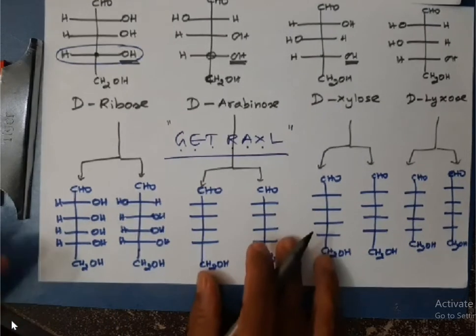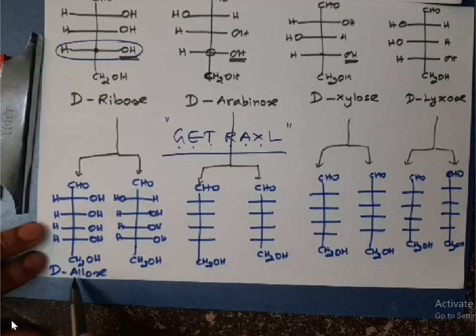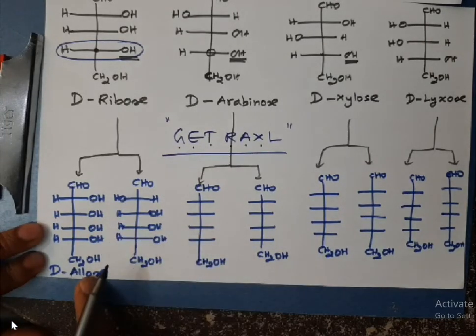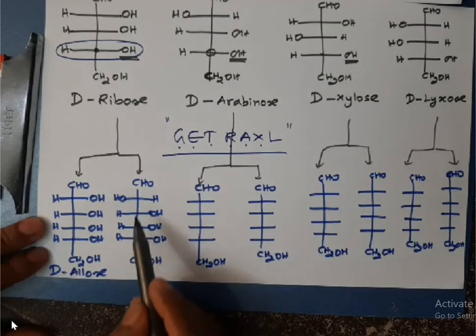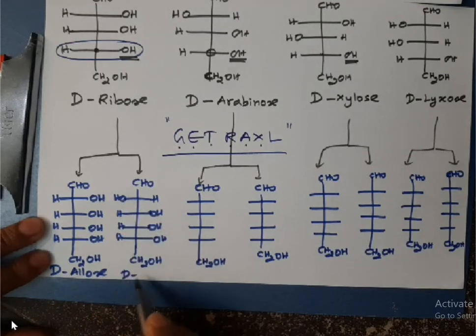Okay, and this is called D-allose. Allose. Just remember all OH groups are on the right hand side. Just remember like that, D-allose. Okay, and here only one OH group is on the left hand side. It is called D-altrose. Altered.